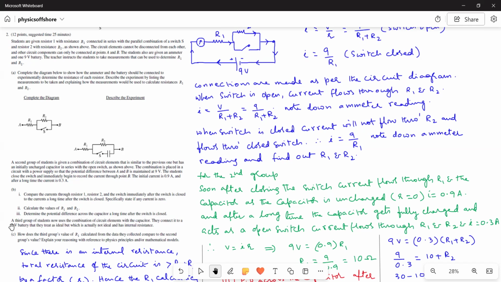Next bit. A third group of students now uses the combination of circuit elements with the capacitor. They connect it to a 9-volt battery that they treat as ideal, but which is actually not ideal and has internal resistance. How does the third group's value of R1, calculated from the data they collected, compare to the second group's value? Explain your reasoning with reference to the physics principles or mathematical models.